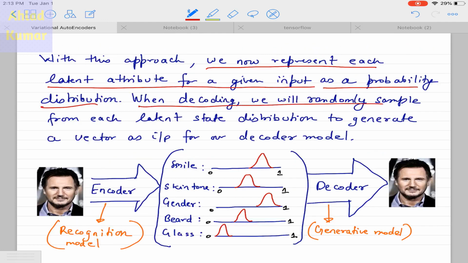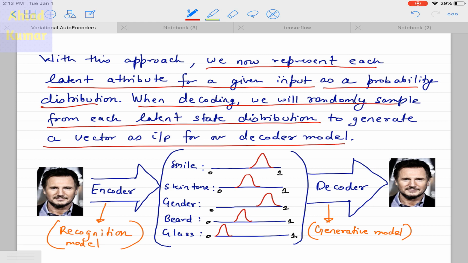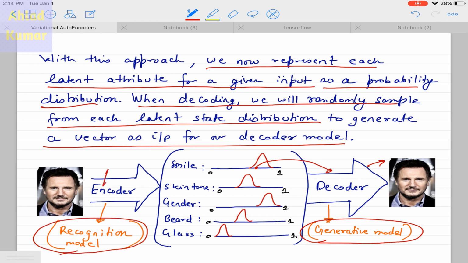During the decoding process, we randomly sample from these latent state distributions to generate a vector as input for our decoder model. So what we will do in the decoder model is randomly sample from this distribution and feed it into this decoder model to generate the image itself. These decoder models are sometimes called generative models, whereas the encoders are sometimes called recognition models. Here the encoder is P of theta z given x, and this is Q of phi x given z. And these are the z latent variables.